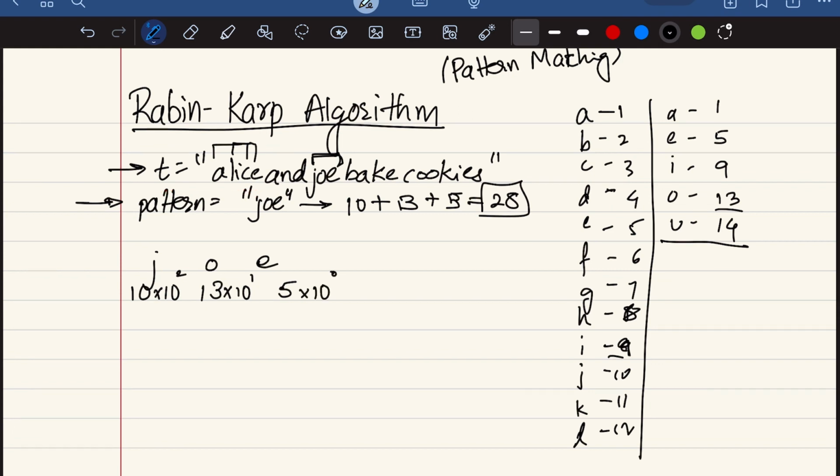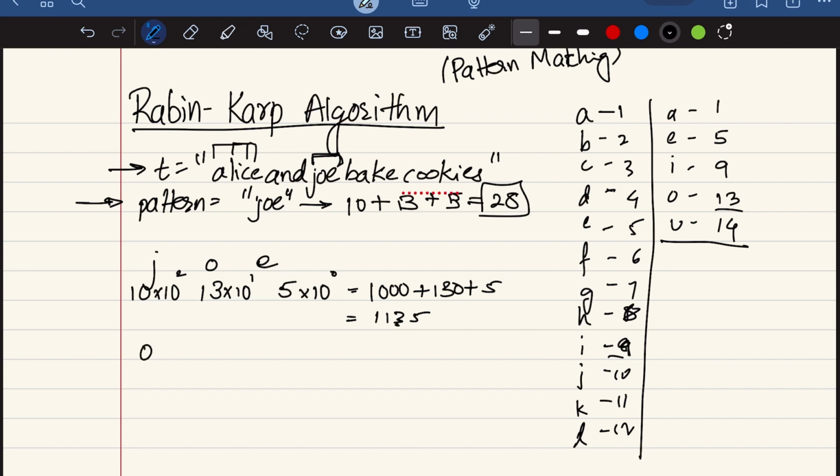When we do this, we get a value. Let's calculate the value first. The value is going to be 1000 plus 130 plus 5, which is nothing but 1135. So this is the value.